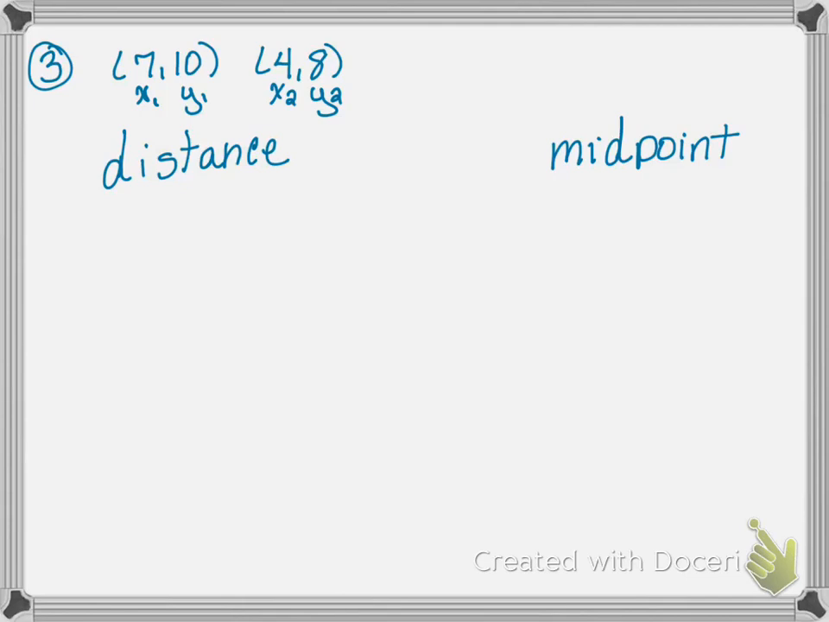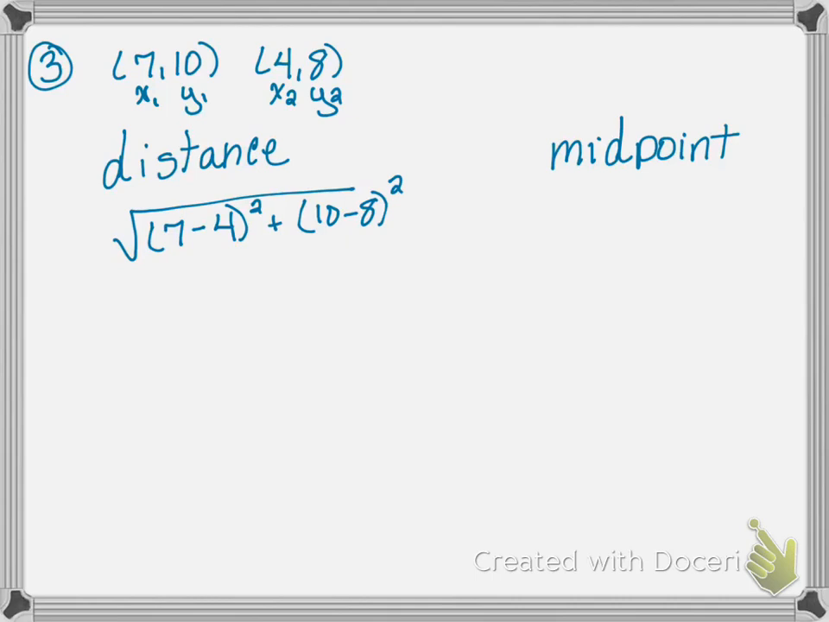Now, if you remember, the distance formula is very much like the Pythagorean theorem. So what we're going to do is find the difference between our two x's. So I'm going to say 7 minus 4, and then we are going to square that. Then I am going to add that to 10 minus 8, and then I'm going to square that. Then I'm going to take the square root of all of that after I've simplified that out.